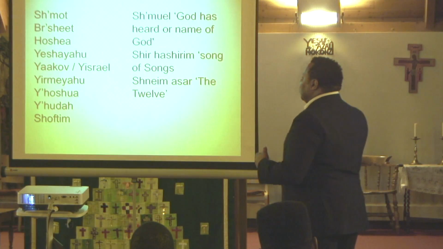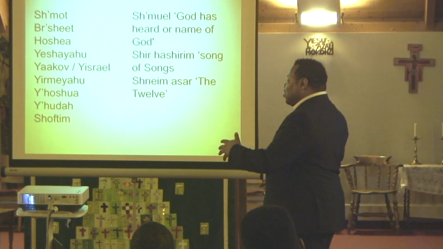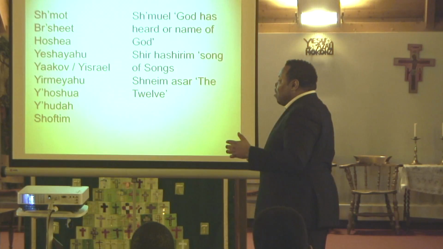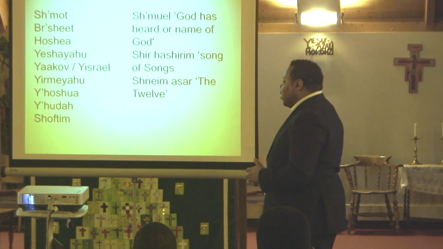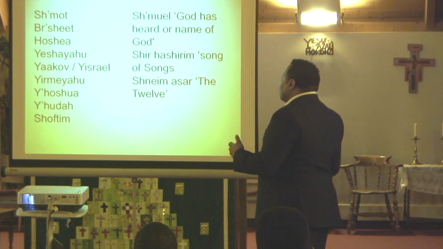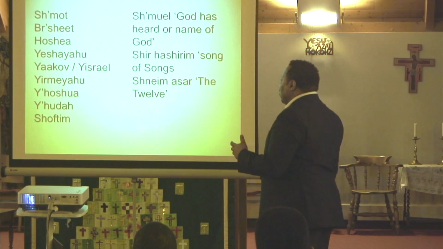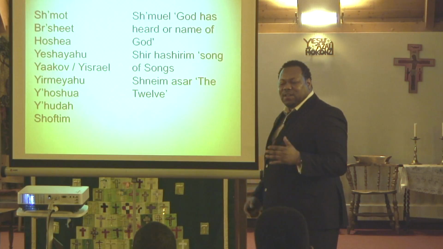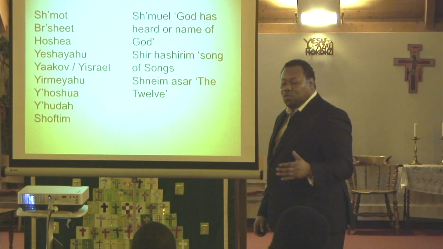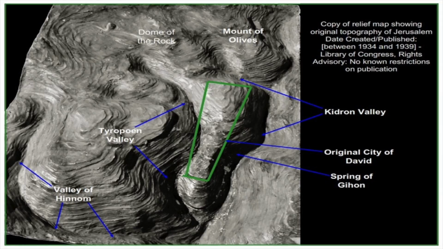More Shins. Shemot, Exodus, Bereshit, Hoshea, Yeshayahu, Yaakov, and Yisrael actually have a Shin at the beginning. Yirmeyahu, Yahu, Yah, he's putting his name in the middle of these words. Yehoshua, Yahuda, Shoftim, Shmuel, God has heard, the name of God. Shir HaShirim, Song of Songs. So throughout scripture, he keeps putting these Shins in these words, or putting his name, Yah, in the midst of these words. What's he trying to say to us?